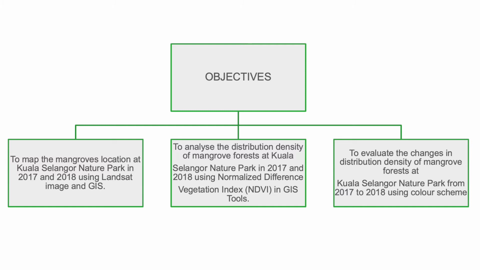Second is to analyze the distribution density of mangrove forest at the Kuala Selangor Nature Park in 2017 and 2018 using normalized difference vegetation index or NDVI in GIS tools. Third is to evaluate the changes in distribution density of mangrove forests at the Kuala Selangor Nature Park from 2017 to 2018 using the colour scheme.